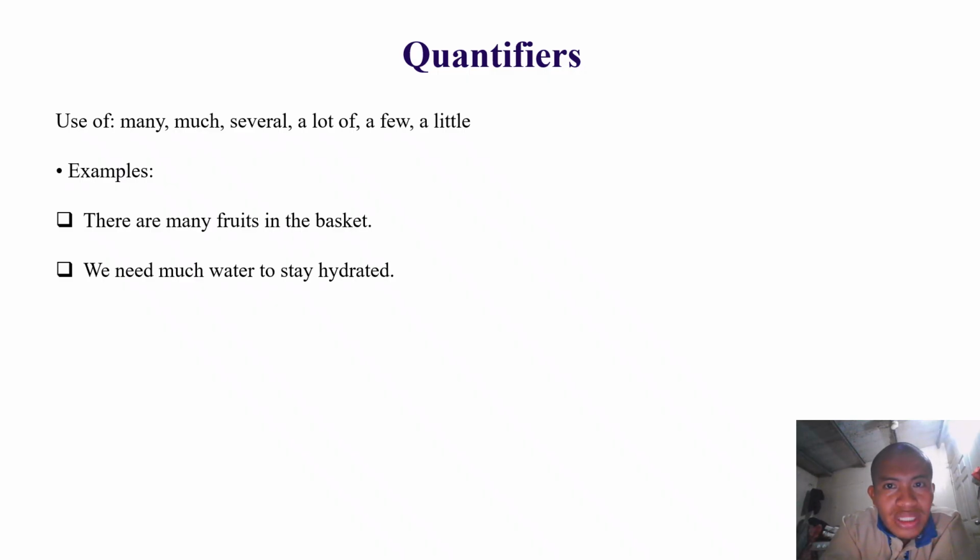Quantifiers. Quantifiers are words that state the amount of things. They can be for plural or singular. They include many, much, several, a lot of, a few, a little. Let's see two examples here. There are many fruits in the basket. Many indicates that the fruits are plural. That's why we are reading here, there are many fruits in the basket.